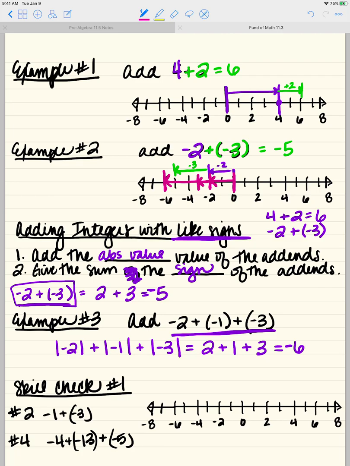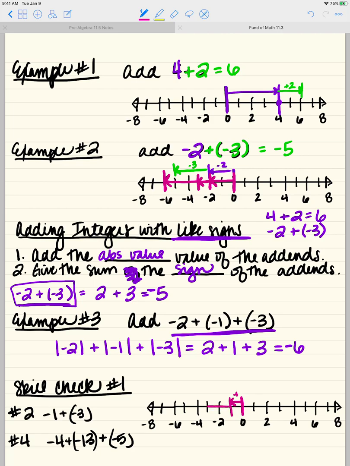Box skill check number 1 says to do number 1 and 2 using a number line. So number 2 is -1 plus -3. Start at 0. Move to the left 1 unit, because that's -1. Okay, plus -3. So from where we ended, continue to move in the same direction because we are adding 3 units to the left. It's a -3.